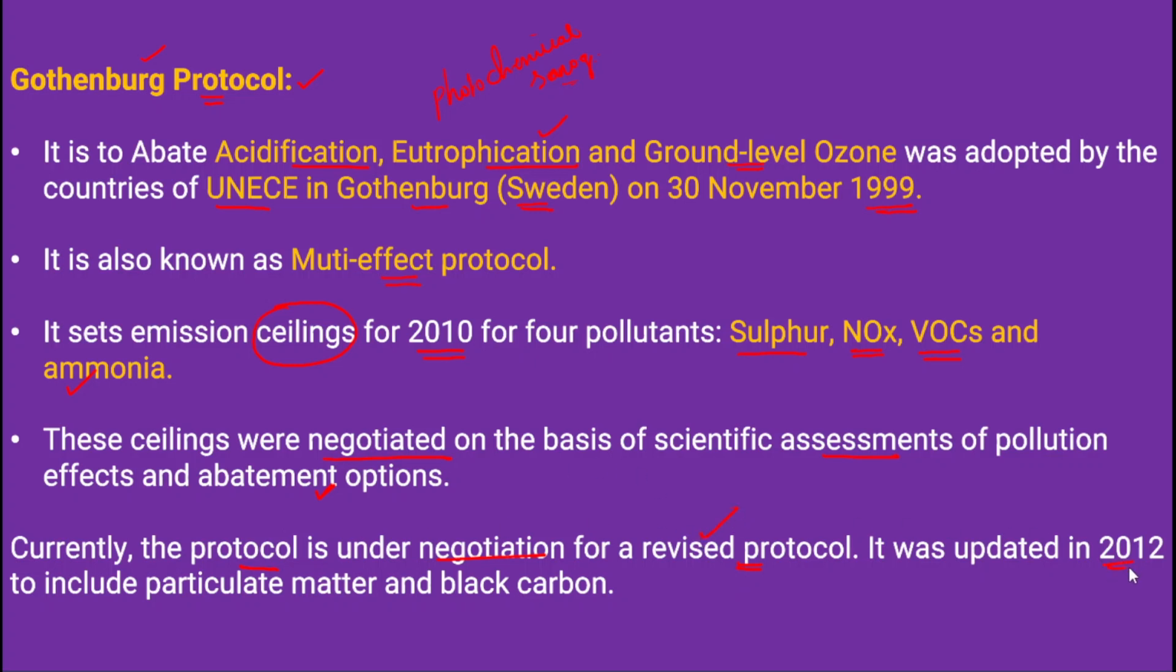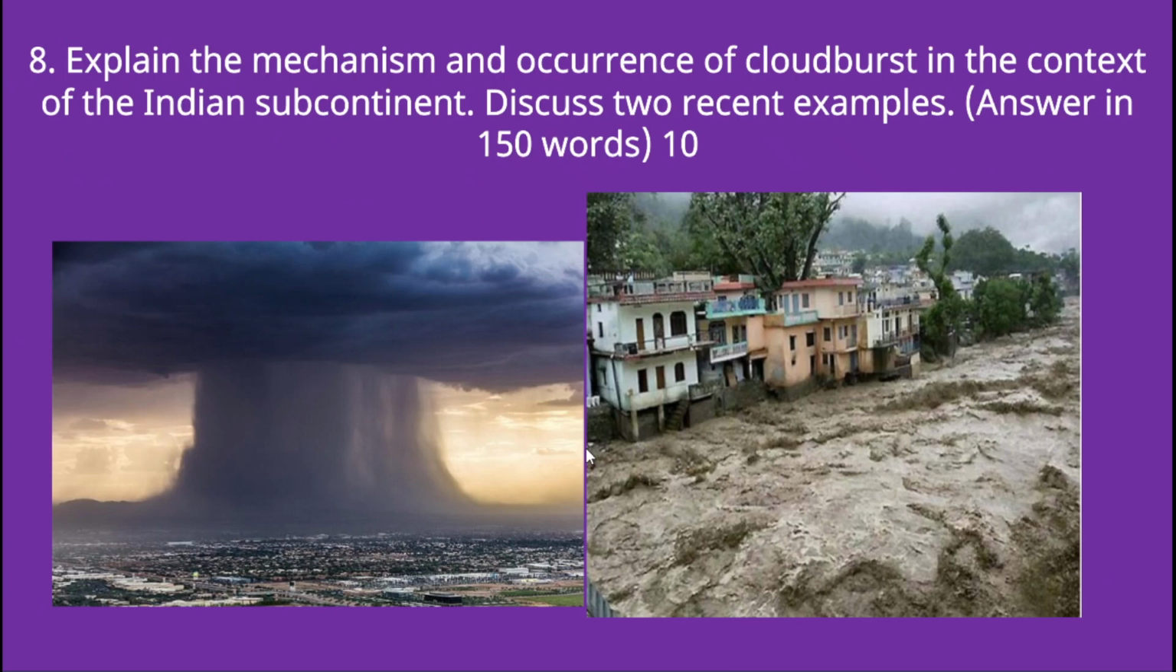Now this Gothenburg Protocol was also updated in the year 2012 to include particulate matter and black carbon. So please remember, black carbon is a very potent greenhouse gas element. Apart from that, particulate matter 2.5 and particulate matter 10 are also very well known for air pollution in cities. Okay, so this is all about the photochemical smog and the Gothenburg Protocol.